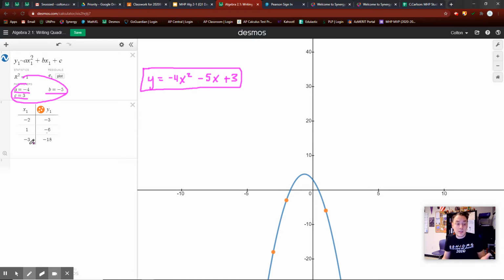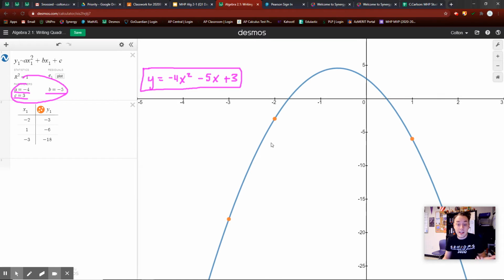However, this is awesome because now you can not only see the graph, but you also get the points on the graph. It's very, very cool. Okay? And that is the only quadratic that is possible with those 3 points.